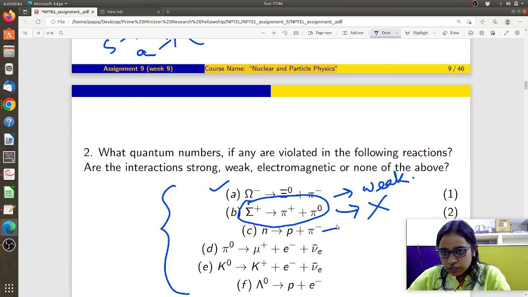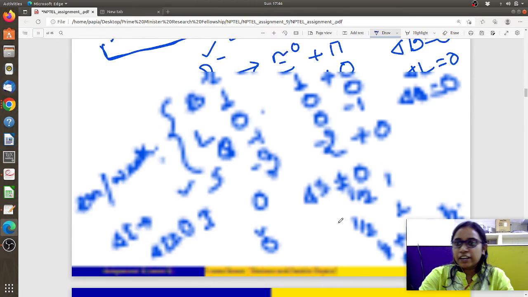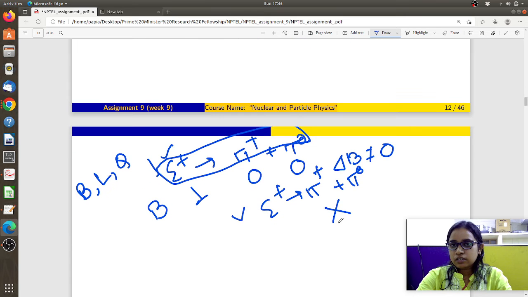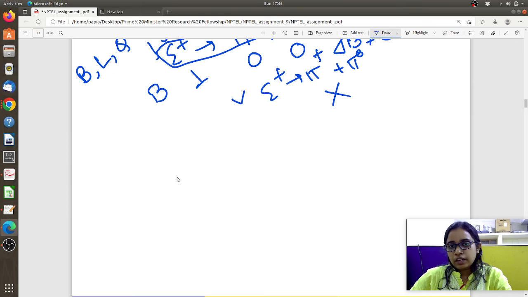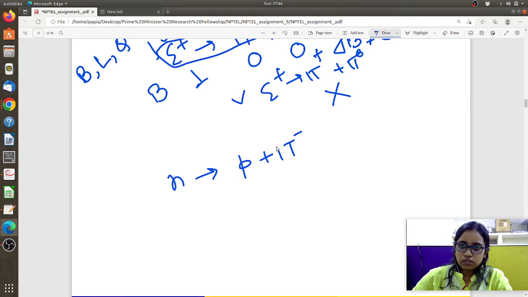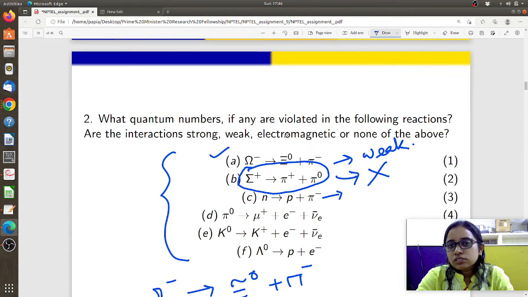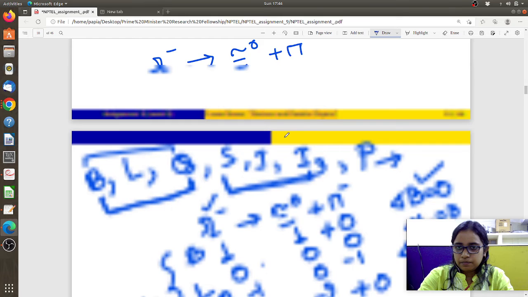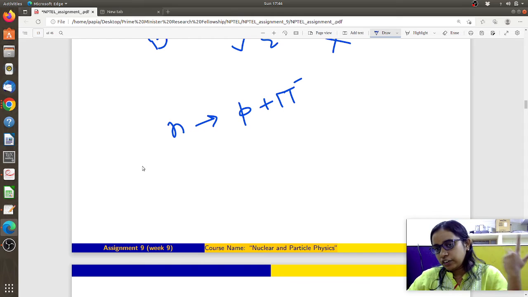Now coming to this part. N going to P plus pi minus. It's a very interesting thing. N going to P plus pi minus. Pi minus was there, right? P plus pi minus. So at first we have to see whether it is allowed or not. So B, L and Q.